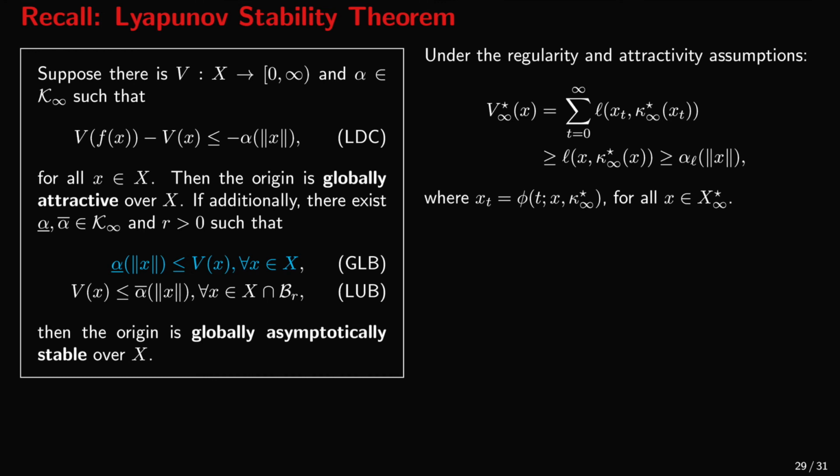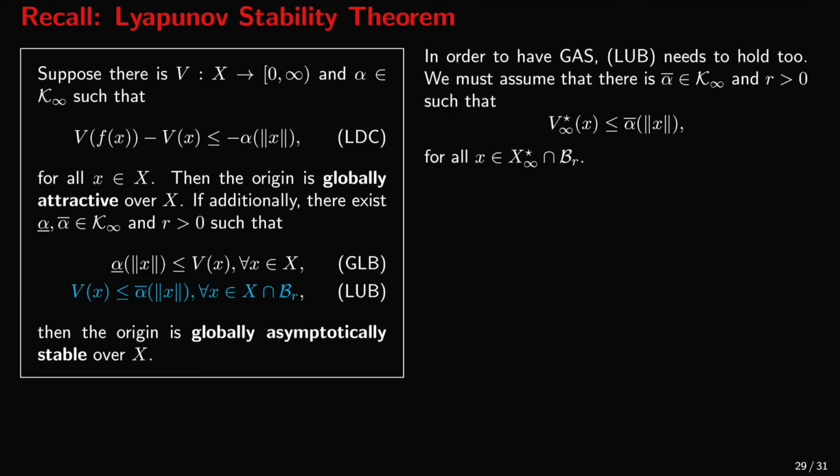The global lower bound is easy to show for V infinity star. V infinity star is the infinite sum of non-negative stage costs. Naturally, it is larger than or equal to the first stage cost, which has been assumed to be above a K infinity class function alpha L. In order to have global asymptotic stability, the local upper bound needs to be satisfied as well.